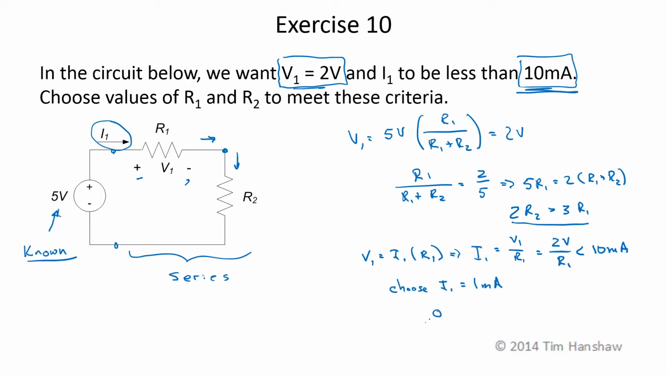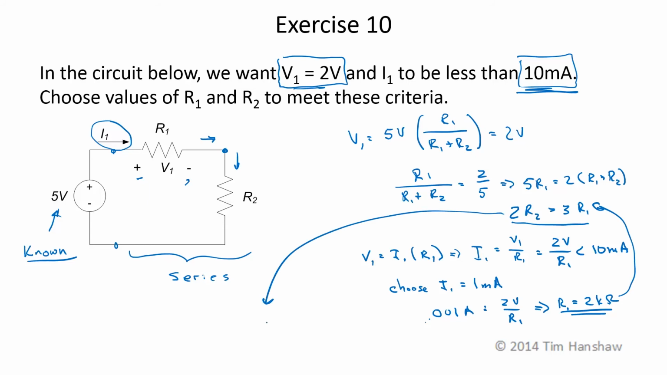So 0.001 amp is equal to 2 volts over R1. This tells me that R1 is equal to 2 over 0.001, which is 2 kiloohms. If I use that in this equation, then R2 is 3/2 of R1, which is going to be 3 kiloohms.